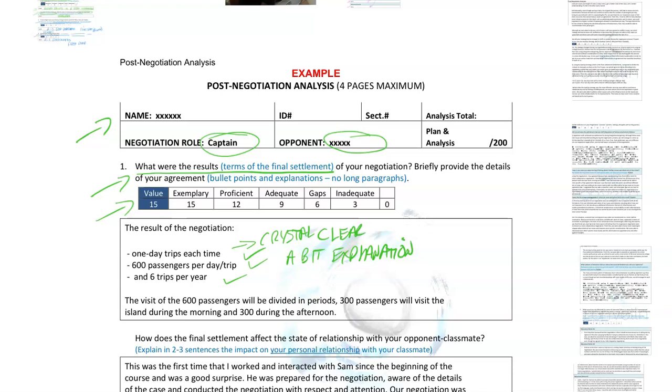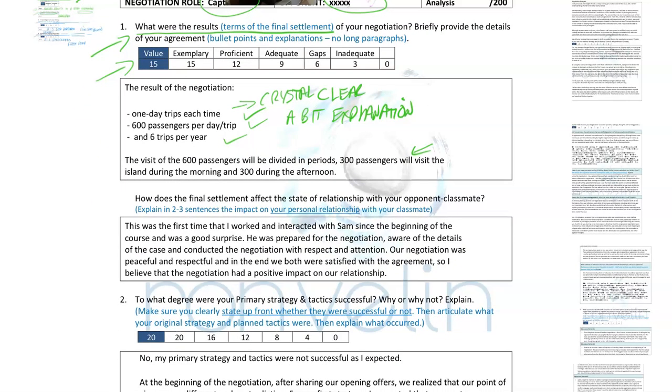And here, this person put a brief explanation to clarify a couple of things at the bottom, and you can do that as well. Moving to the second part of this question, so the one that asks about the relationship. The question asks, how does the final settlement affect the state of the relationship with your opponent classmate? So again, we're talking about your classmate, the person you're negotiating with. Explain in 2 to 3 sentences.